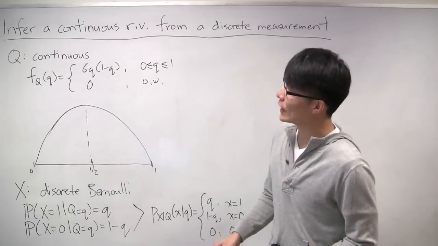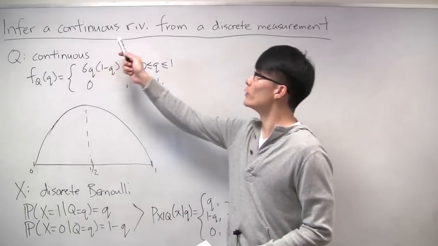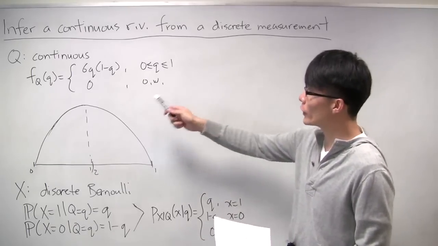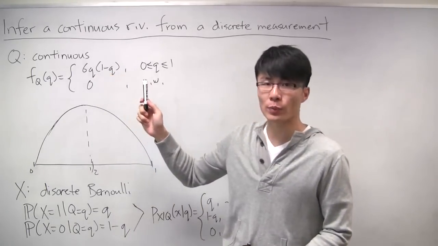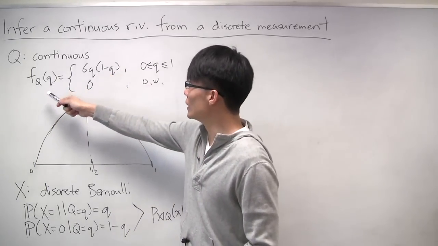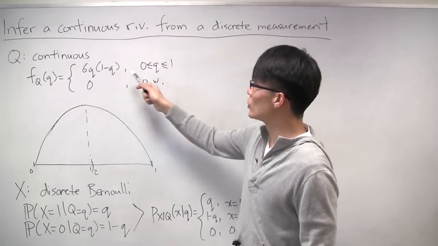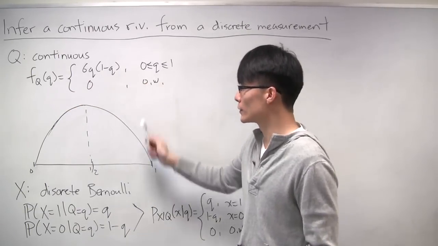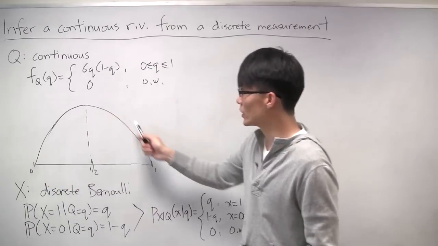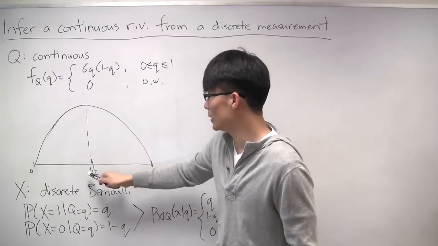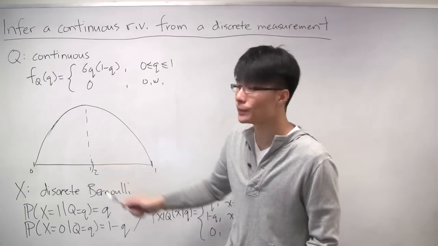In this problem, we're going to look at how to infer a continuous random variable from a discrete measurement. And the continuous random variable that we're interested in this problem is q, which is given by this PDF. It's 6q times 1 minus q for q between 0 and 1 and 0 otherwise. And here's a graph of what it looks like. It just has this curved shape, and it's symmetric, and its peak is at 1/2.